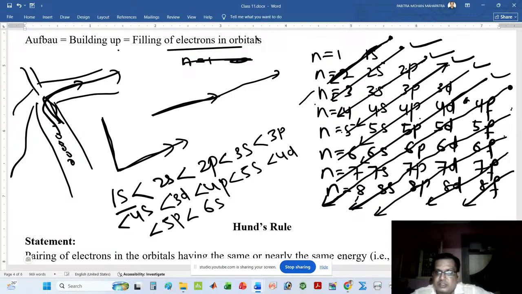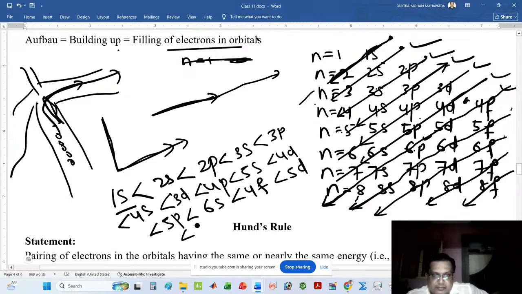Next move to this arrow mark. Then you will find 4f. Next you will move to the 5d. Next what will come? 6p. Think about this arrow mark. Next you will think about the what? 7s. Clear? That is your 7s.